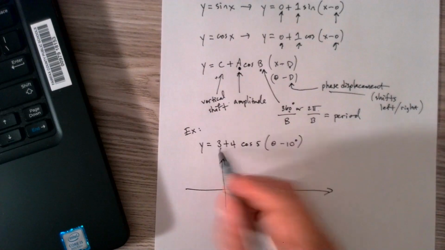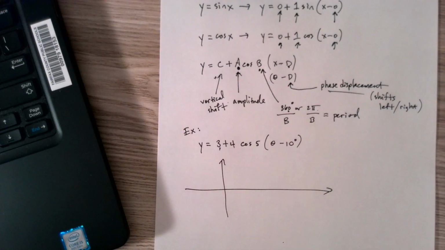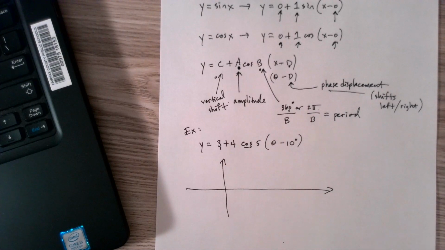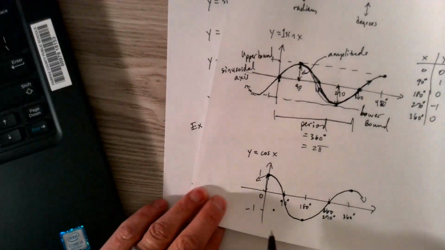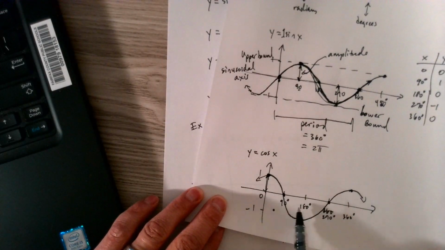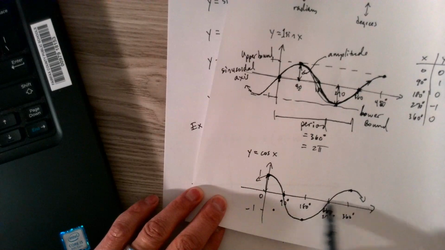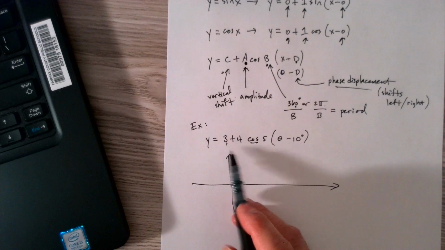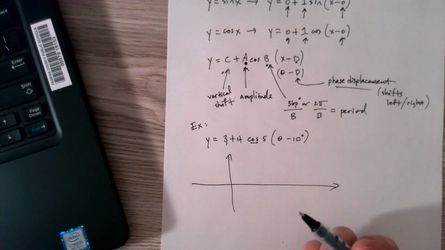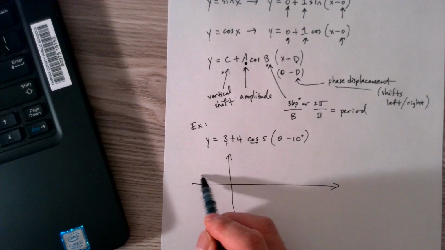So, since the vertical shift is 3, that means that your normal parent cosine function is going to shift up 3 from where it normally is. What is your parent function? The parent function is what we did here. This is your normal cosine parent function. The sinusoidal axis is normally the x-axis. So, if I have a vertical shift of 3, that means my sinusoidal axis will be at 3. So I'll make this 3.